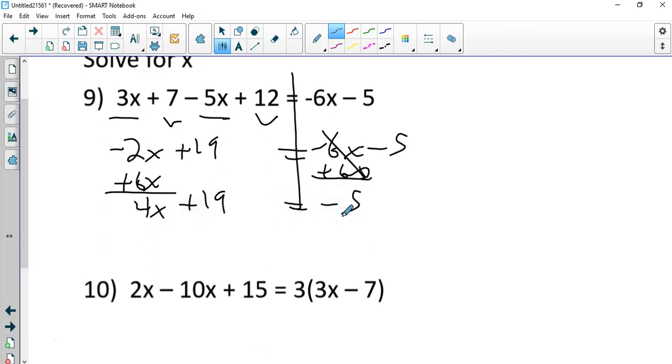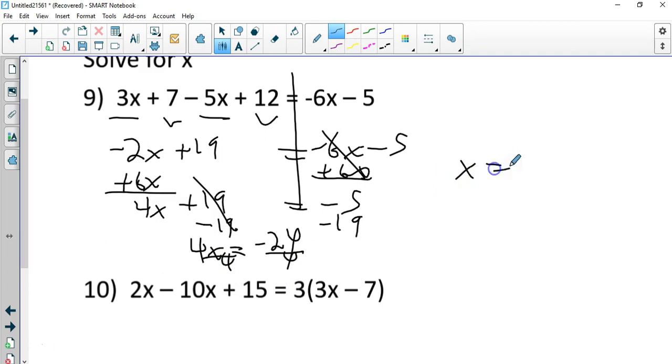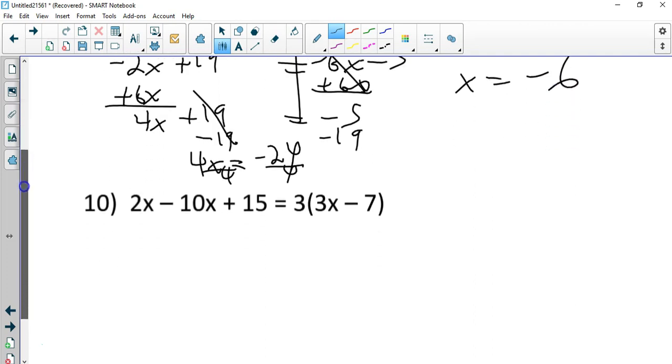Since I moved my letters left, I moved my numbers right. And since it was addition, I subtract. So I get 4x equals borrow $5, borrow $19, you owe $24. And then when you divide by 4, you get x equals negative 6. And again, you can go back and plug that into the top, and you'll find out it's a true statement.